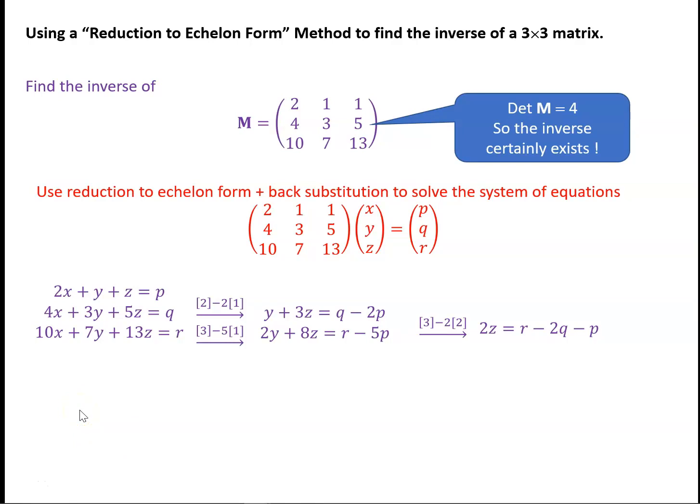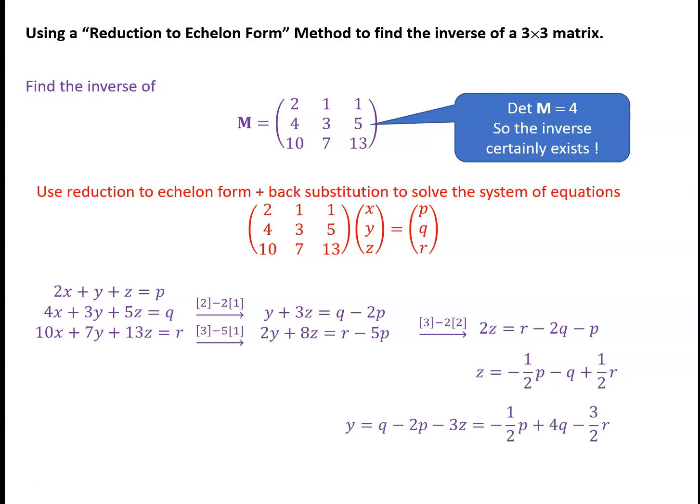We've got 2x plus y plus z equals p, we've got y plus 3z equals q minus 2p, and we've got 2z equals r minus 2q minus p. So going through the back substitution now, we can say that z is minus a half p minus q plus a half r. y is q minus 2p minus 3z. And if you follow through the algebra on that, you'll find that that is equal to minus a half p plus 4q minus 3 over 2 r.